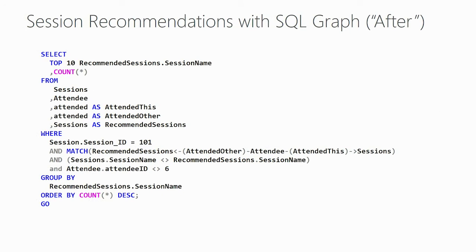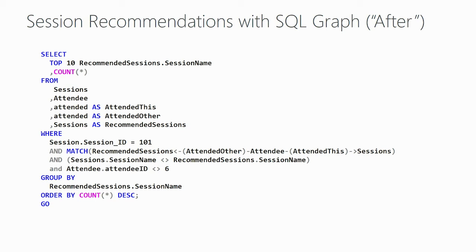This is how the session recommendation query looks using the graph approach, or the graph implementation. If you look at the MATCH predicate here, we start at the attendee node and we filter on the session that we are looking for. The session ID happens to be 101. So we find all the attendees who have attended this session. And from there, we find the other sessions that these attendees have attended, right? And then we finally make our current user recommendations based on the sessions that we find here.